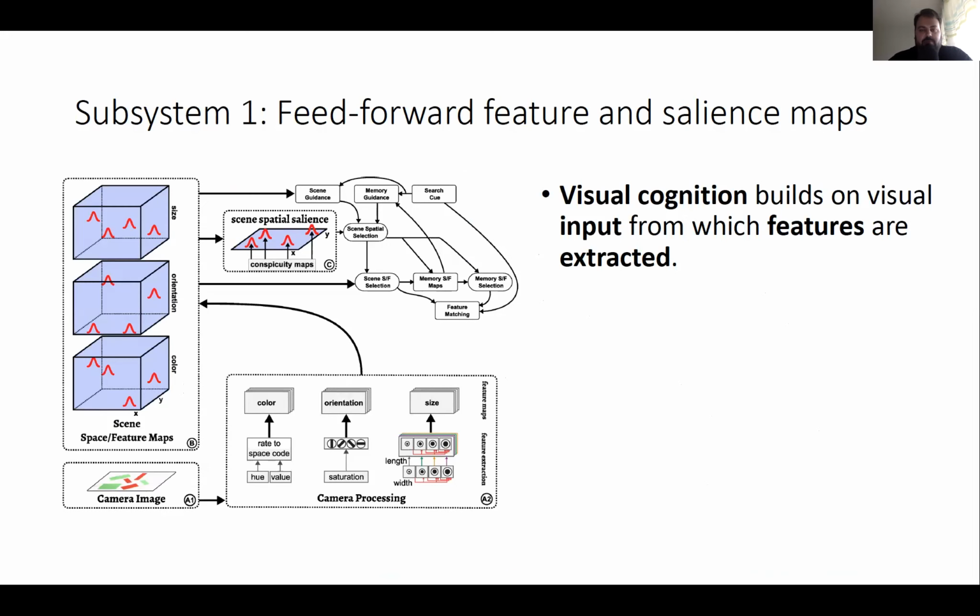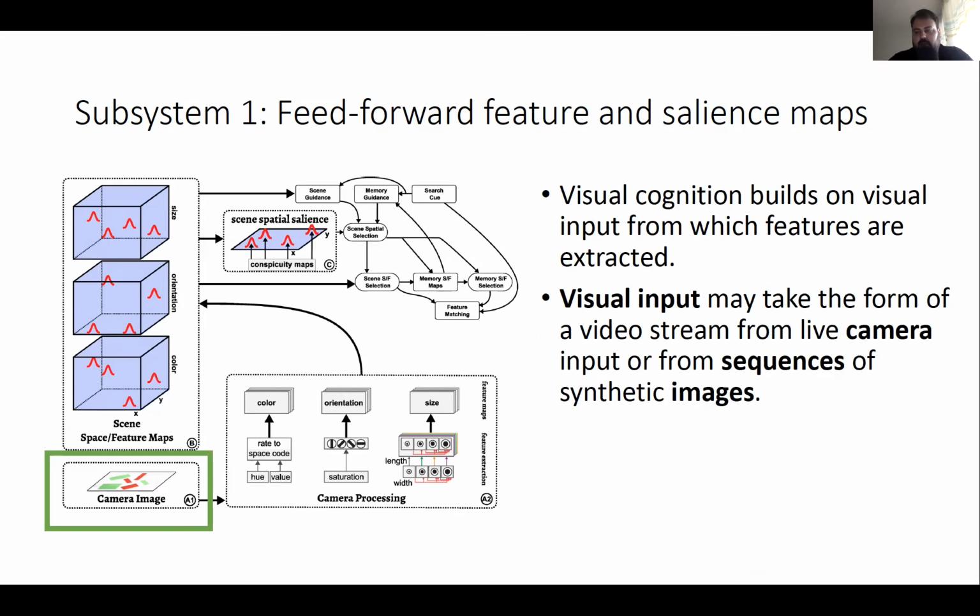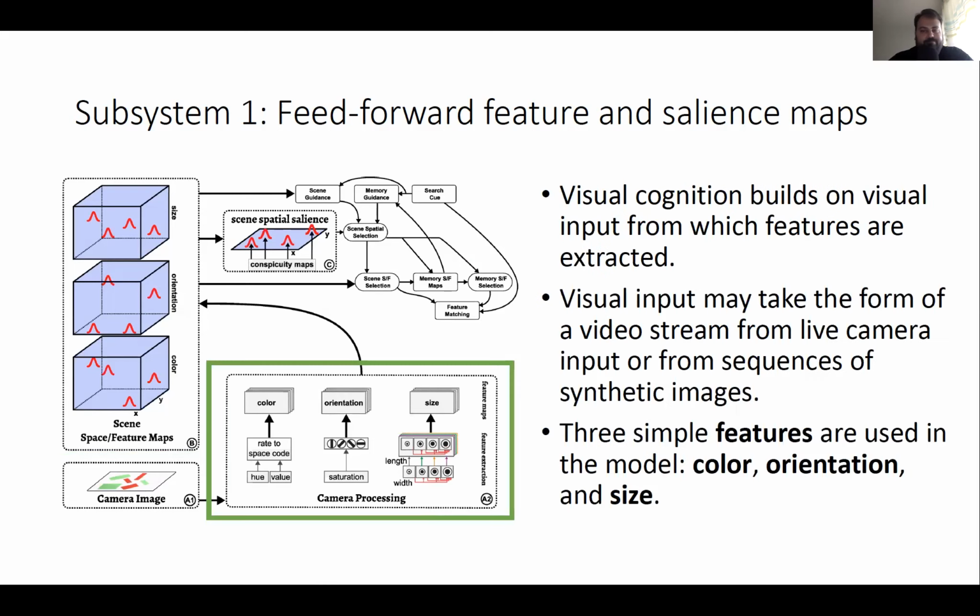So the first subsystem is the feed-forward feature and salience maps. Since visual cognition builds on visual input from which features are extracted, visual input may take the form of a video stream, like we did in a previous paper. But in the APP paper, we used a sequence of synthetic images, since we used the same images that we presented to the participants in our experiment. And 3 simple features are used in the model: color, orientation, and size.